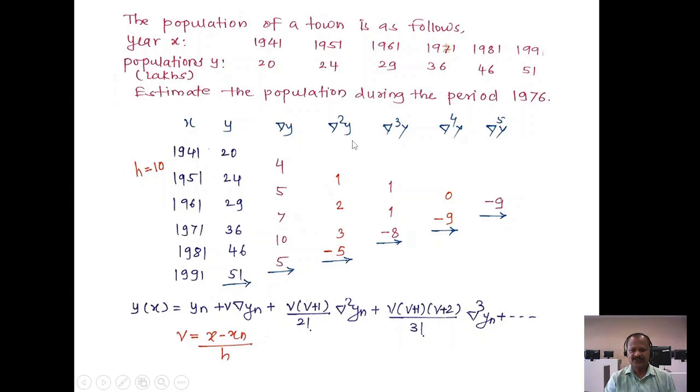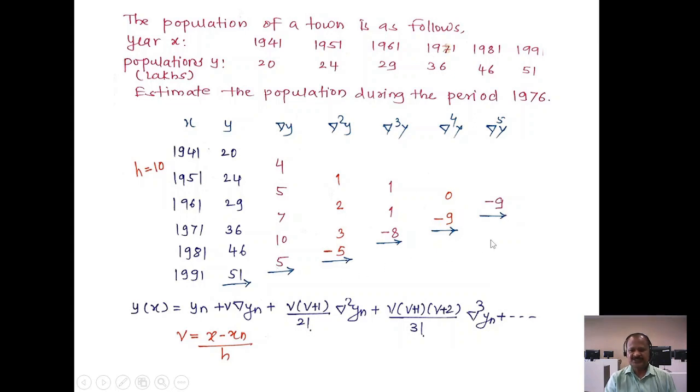Then we have to find delta square y. So 5 minus 4 is 1. 7 minus 5 is 2. 10 minus 7 is 3. And 5 minus 10 is minus 5. Then we have to find delta cube y, the next difference. So 2 minus 1 is 1. 3 minus 2 is 1. Minus 5 minus 3 is minus 8. Then we have to find delta raised to 4 y. 1 minus 1 is 0. Minus 8 minus 1 is minus 9. Then we have to find delta raised to 5 y. So it is minus 9 minus 0, which is minus 9.